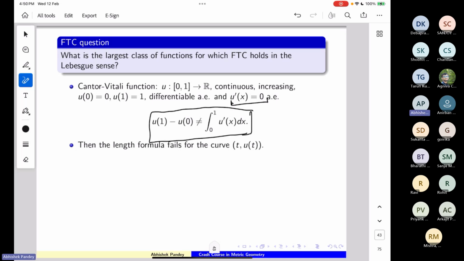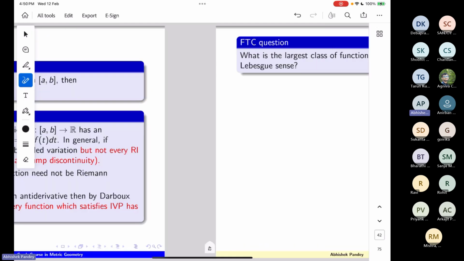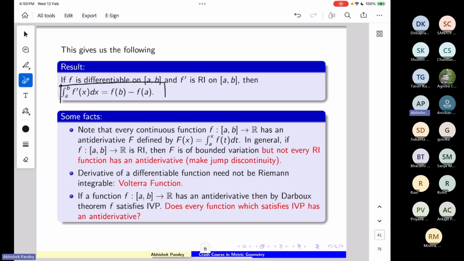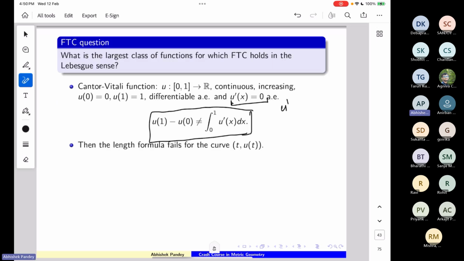Observe that here u dash is Riemann integrable and also Lebesgue integrable, and u is differentiable almost everywhere. So basically we are taking all the things that we need, but still the formula does not hold there. So what are we missing here?